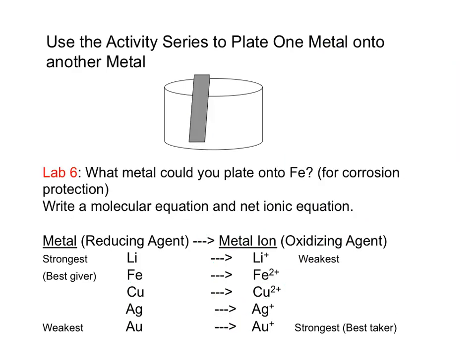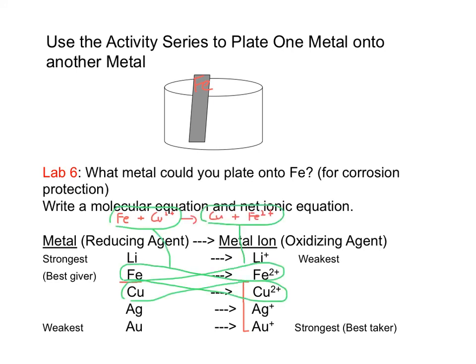Let's say you want to protect an iron part from rusting. Stop the video and figure out what metal you could use to plate onto iron. See the activity series for the answer. A metal reacts with any metal ion below it on the table. For the metals given in this table, you could plate iron with copper, silver, or gold. In part 2 of this video, we'll look at some other applications of single replacement reactions and the activity series.